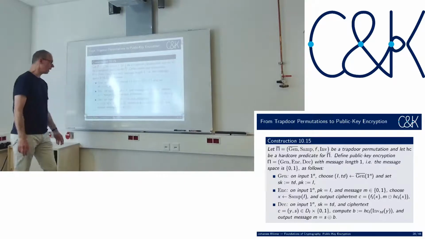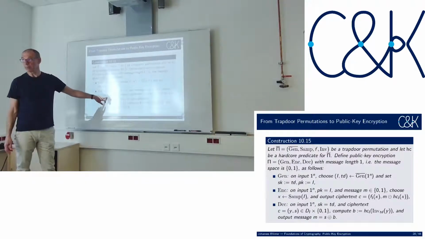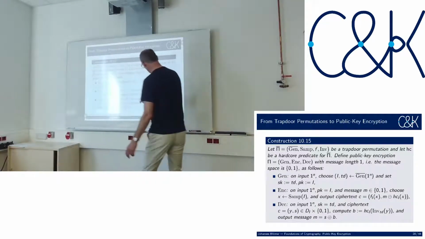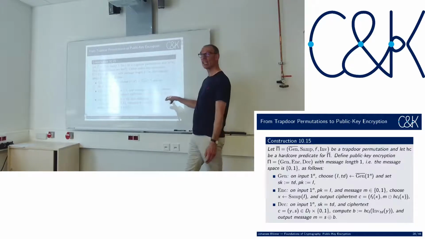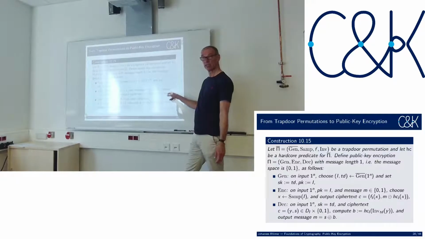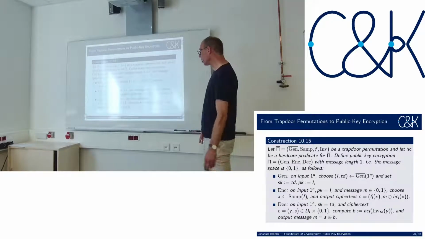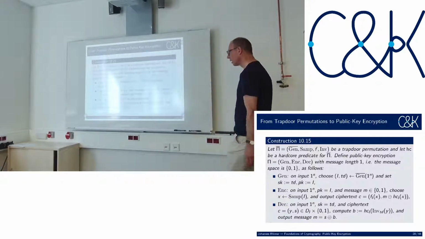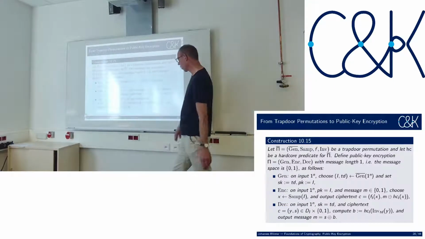On input 1 to the n, public key I, and a message m in {0,1}, the encryption chooses x using the sampling algorithm with I, and outputs a ciphertext consisting of f_I of x and m XOR HC_I of x. HC_I of x, not f_I of x. Okay? And the decryption algorithm on input 1 to the n, the sk, which is the trapdoor, and the ciphertext, which consists of y and s, outputs a bit in {0,1}.